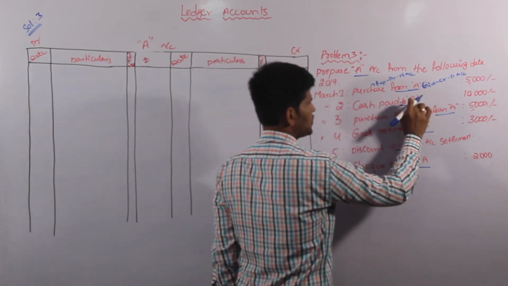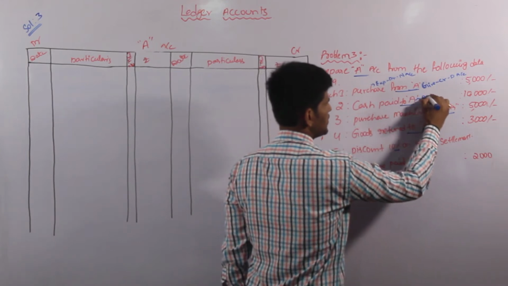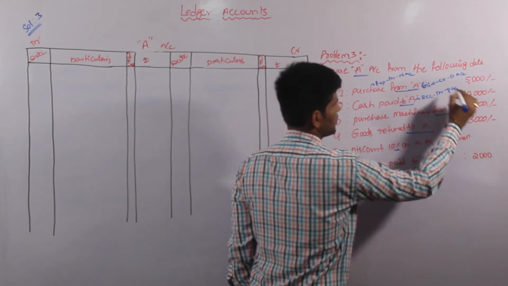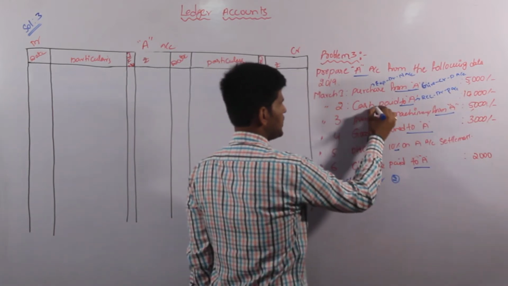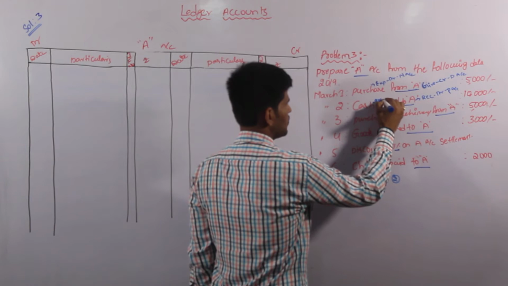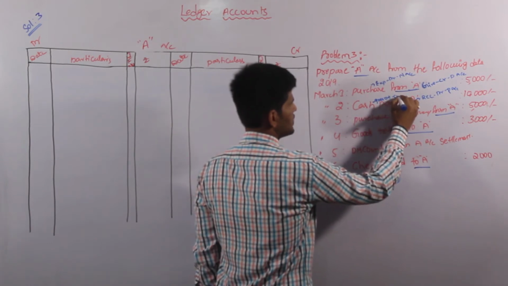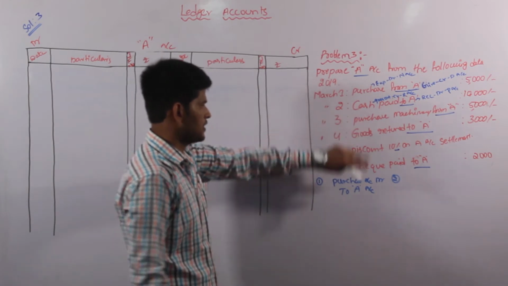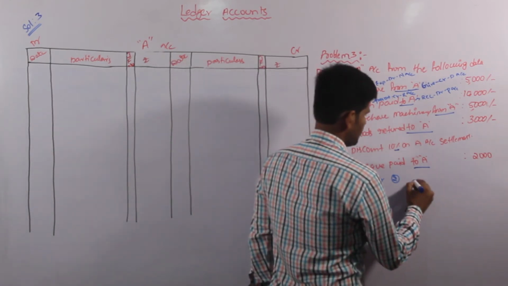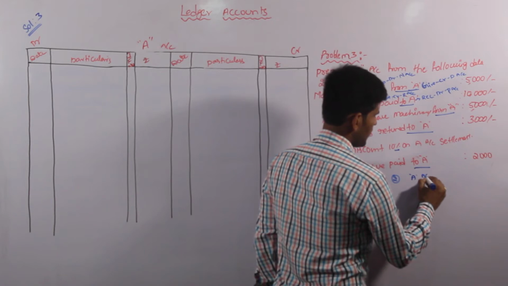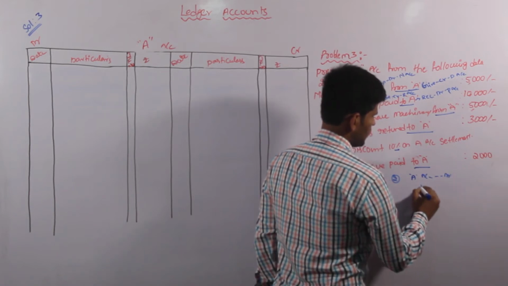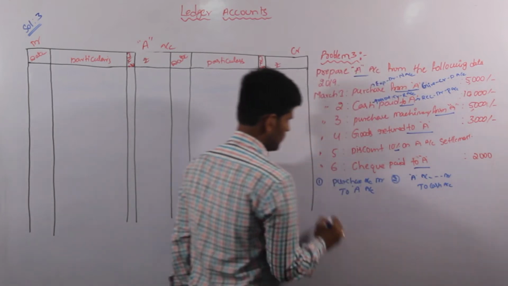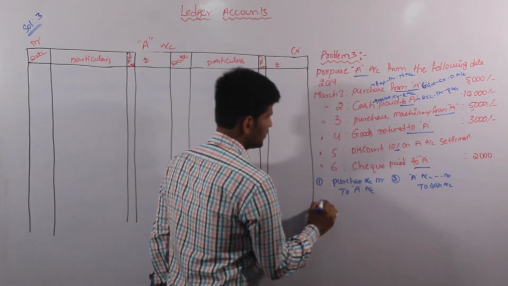Come to the second one. Cash paid to A. To A means A is the receiver. Receiver is on the debit side of a personal account. Cash paid means cash goes out. Going out is on the credit side of a real account. Is it clear? So we convert this into an entry: A account debit to cash account.